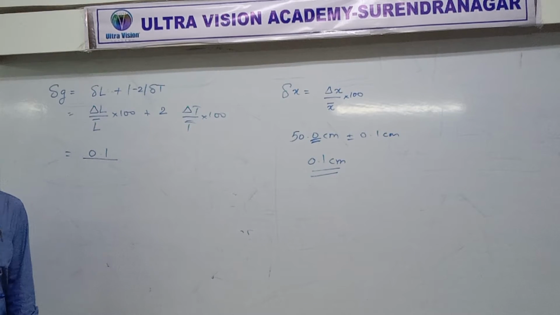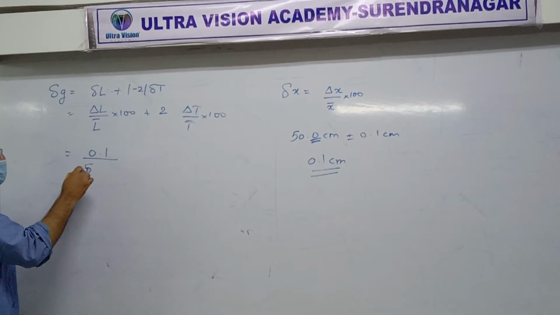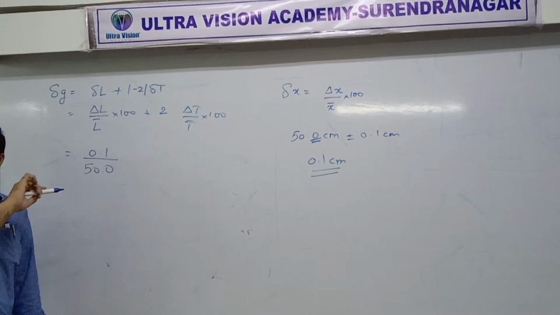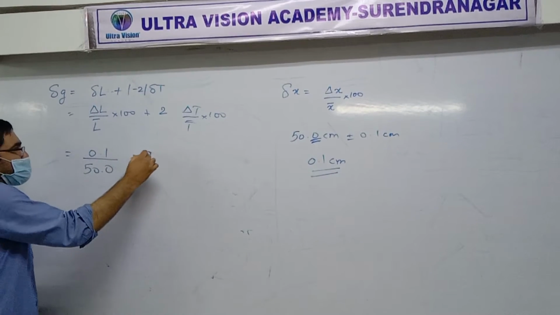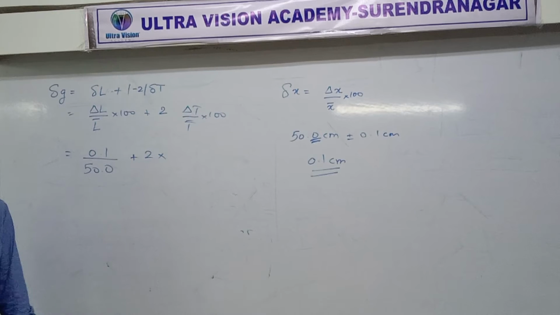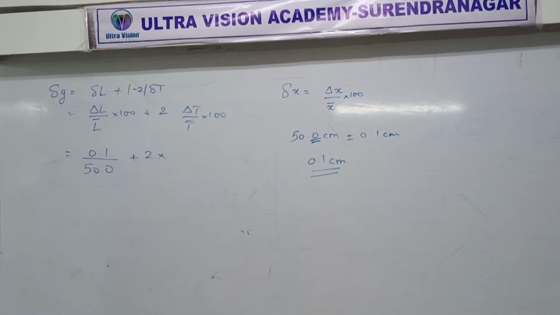Wait. L bar. What's L bar? 50.0. L bar is 50.0. Yes. Right? Plus 2 into. Now who can tell me delta T's value? Delta T's value. Yes, you, what's your name?